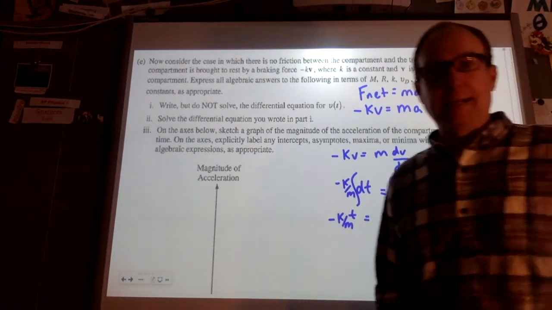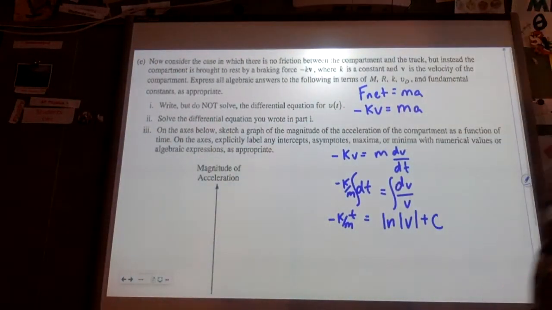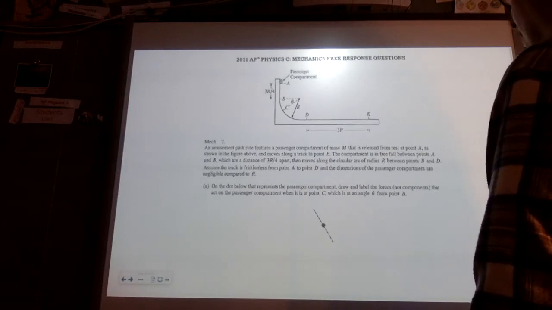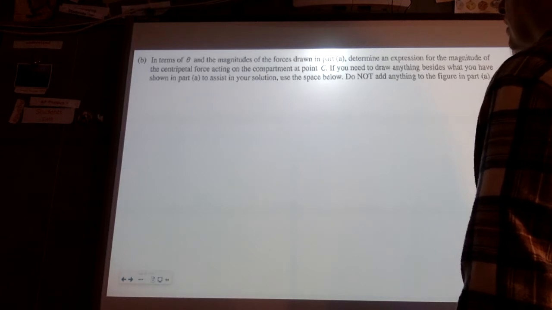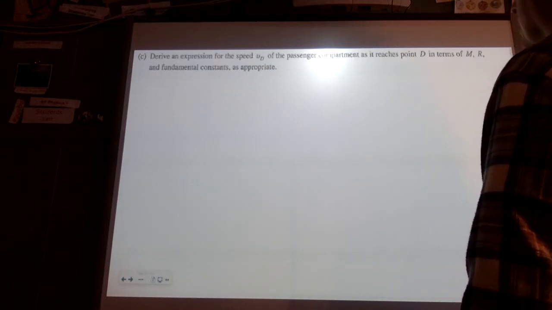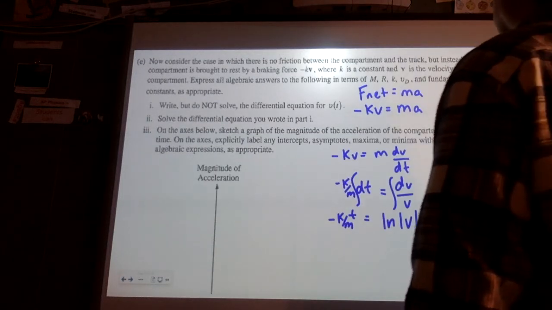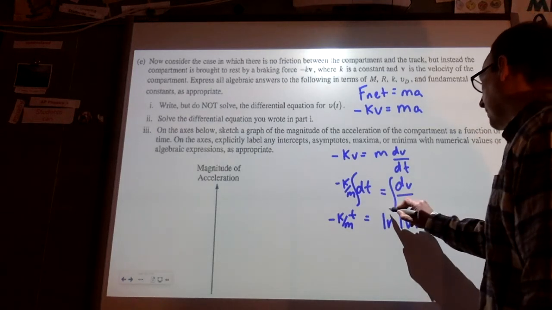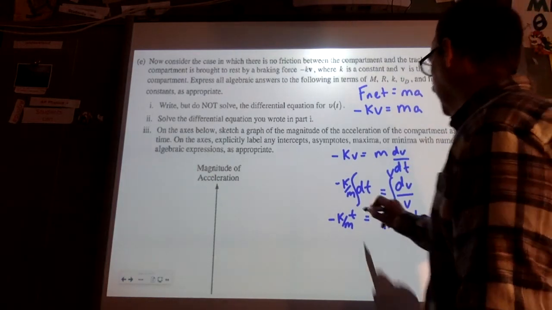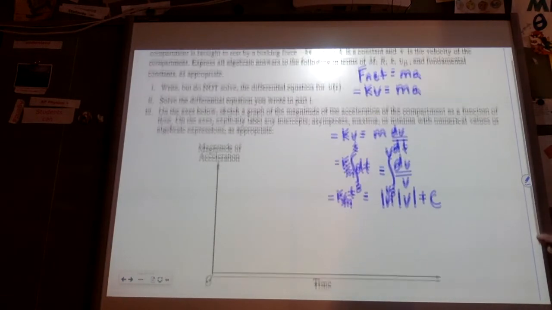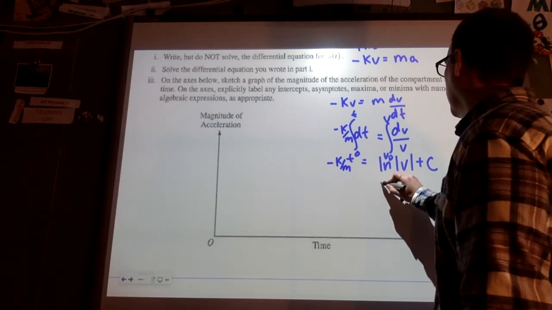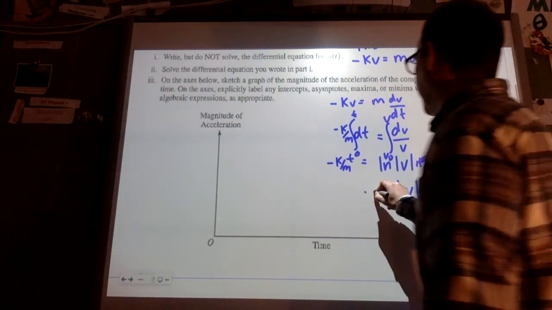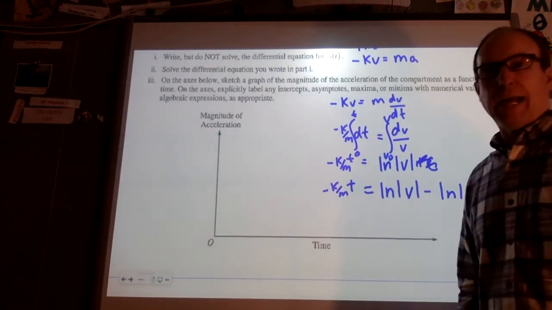I need to go back a slide because I don't remember. I'm like a week removed from doing this problem. I don't remember if they gave us what the initial velocity is. I don't know what VD is. But I know that it's going to be from VD to V, and I can do this from 0 to T. So I have the natural log of V minus the natural log of VD, and I don't need to worry about the constant.